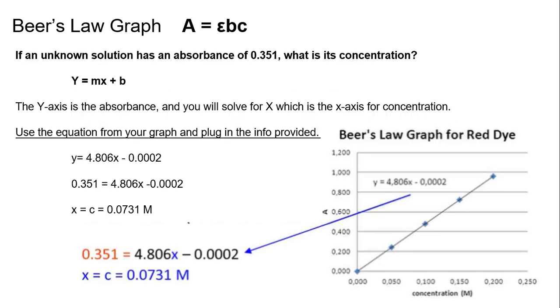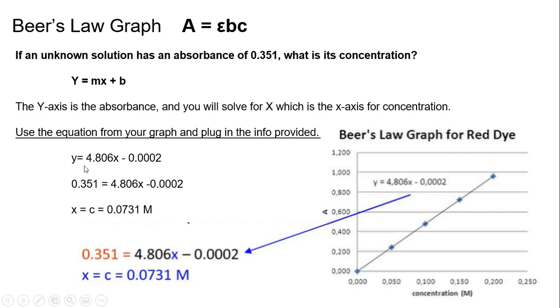Okay. So here is a graph that we can use. If an unknown solution has an absorbance of 0.351, no units, what is its concentration? So this question is being asked to solve from the graph. So you use the information you've taken from a graph. This one has the y equals mx plus b equation. It doesn't look like that, but that's exactly what this is. And you're going to use this to solve this equation.